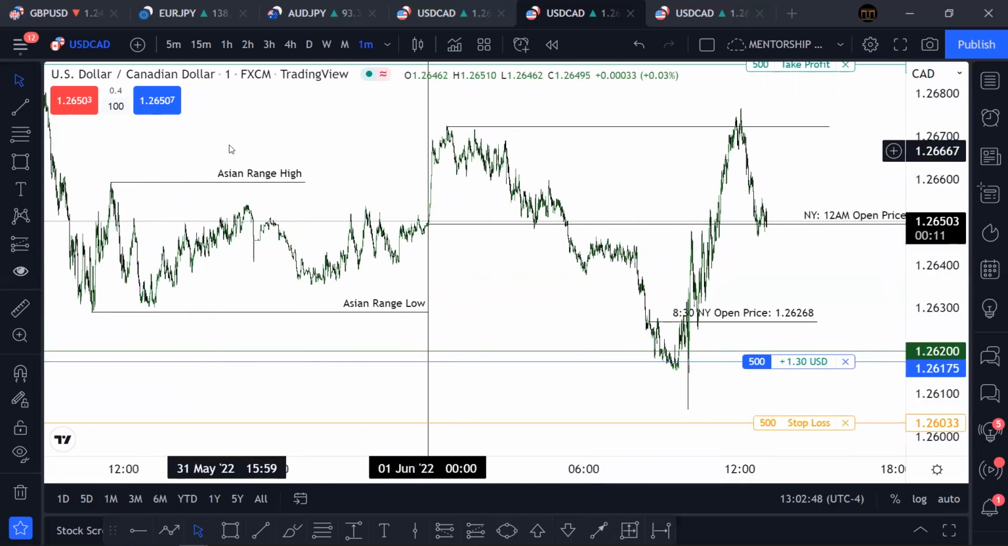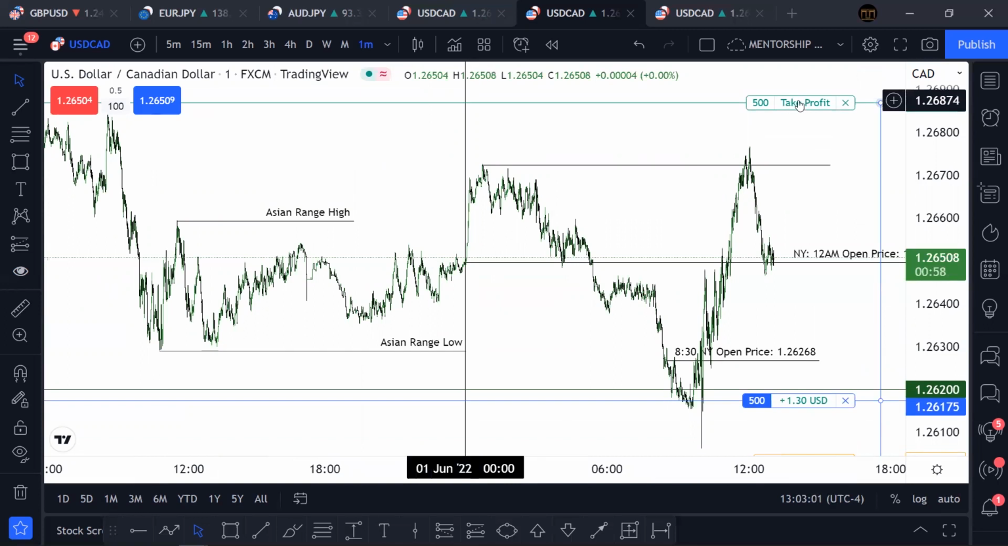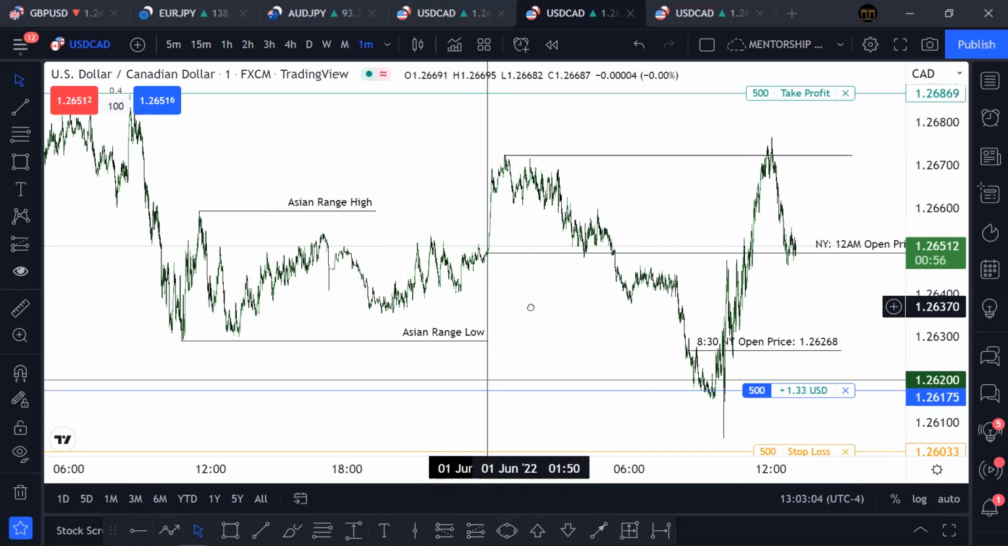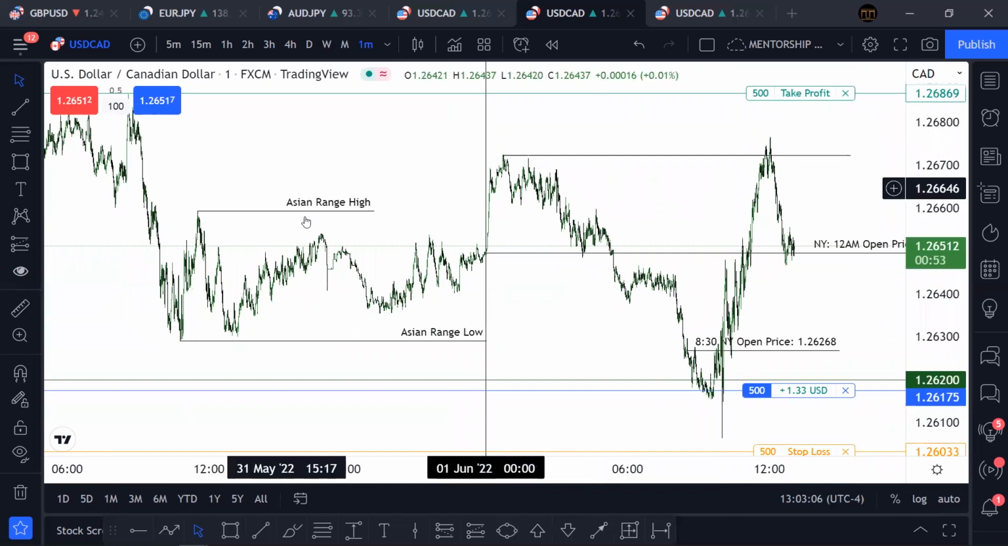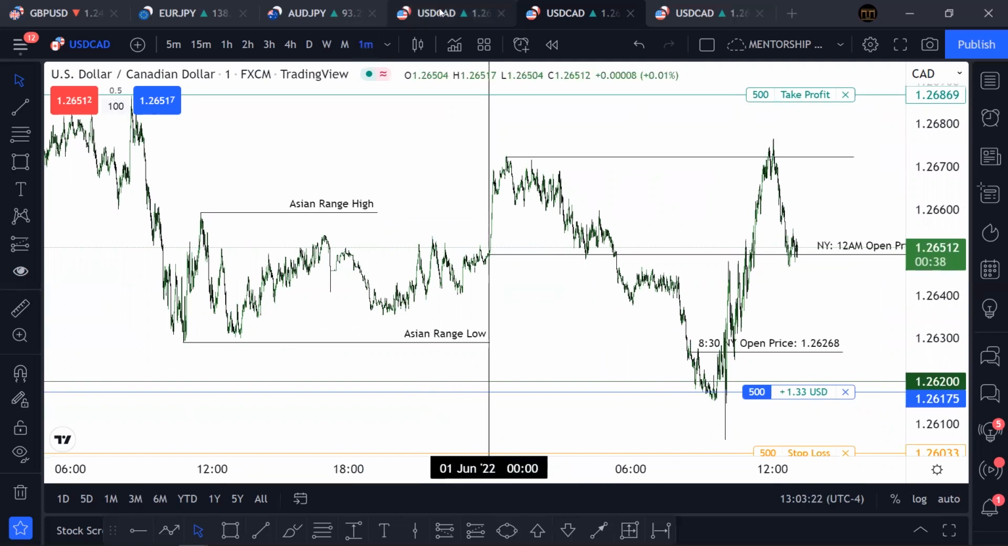Now we are doing this on a 1 minute chart. We can also do this on 15 minutes or 1 hour. If you want to get the same entries, you see where my take profit is. This is where my take profit is. Do this analysis on a 1 minute chart. Look for the Asian range high and the Asian range low. Then you look for price to run above the Asian range high. Then we drop, then buy below the Asian range low. So let's go ahead and look at another example.